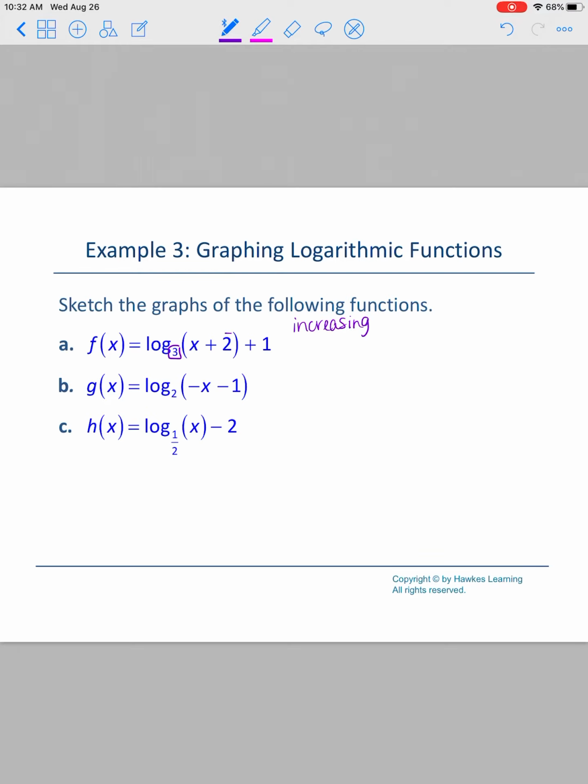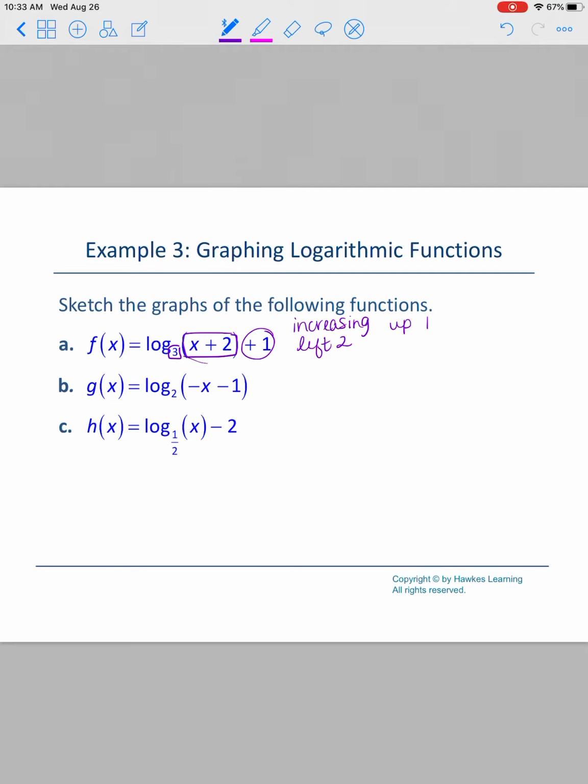Okay. Since I'm adding 2 here inside of my parentheses, with exponentials, if we added it to the exponent, that shifted it left and right. Well, this is still my exponent part, so it's still going to shift left to right inside of the parentheses. Remember, that's opposite, so since it's plus 2, we're shifting it left 2. And then the last thing out here, the plus 1 is my vertical shift, so this is going to go up 1.